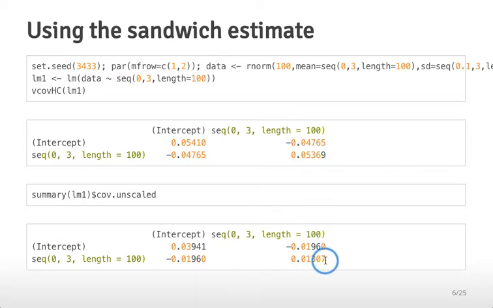What does that mean practically? It means that if you use these error estimates that you get out of the regular linear model fit, they will underestimate the amount of variability that you have in your data, and so you'll be more confident in measured associations than you should be.